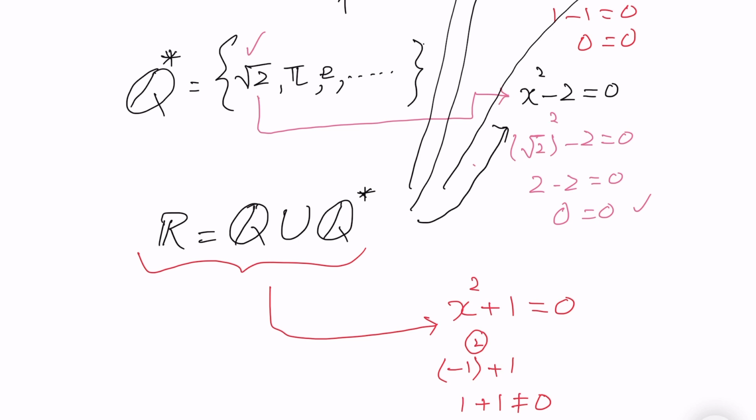Actually, any negative number or positive number you plug in, this square is going to make it positive. And two positives never go to 0.